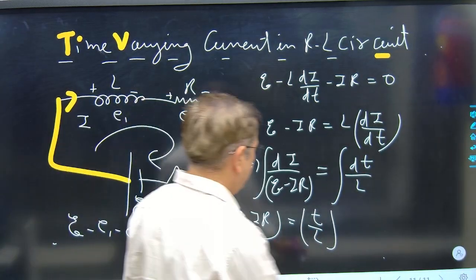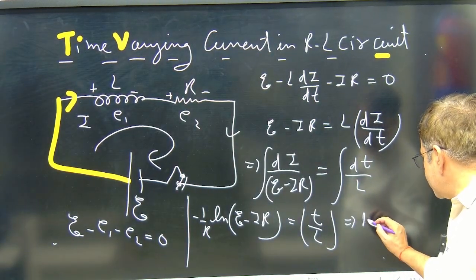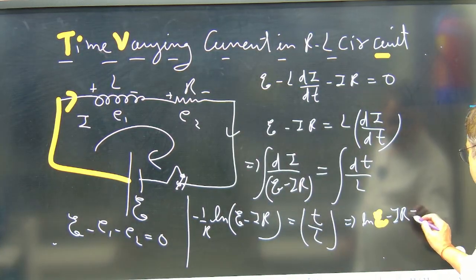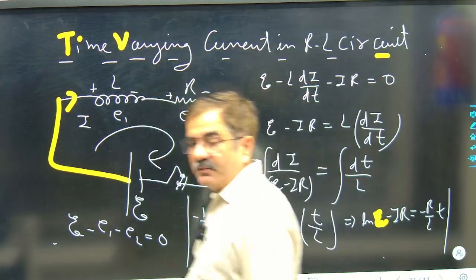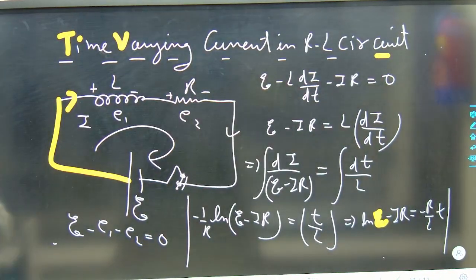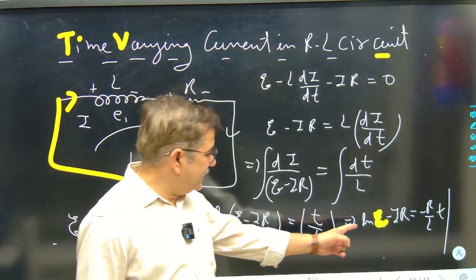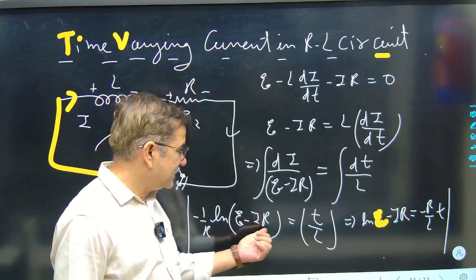So further, in this arrangement, ln of E minus IR will be equal to minus R by L into T. This factor we have. Just see what result I have derived. For the EMF current, the expression is E minus IR is minus R by L into T. This thing we can define. Correct? From here I will get it.